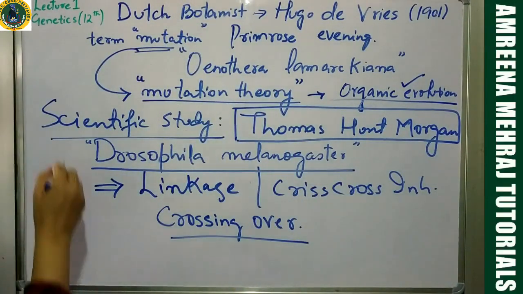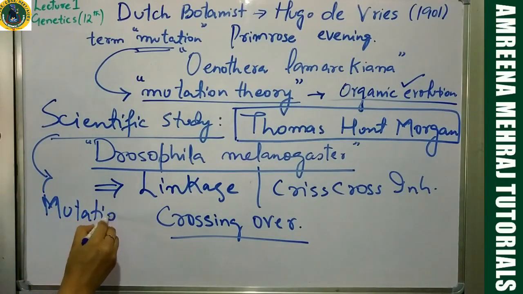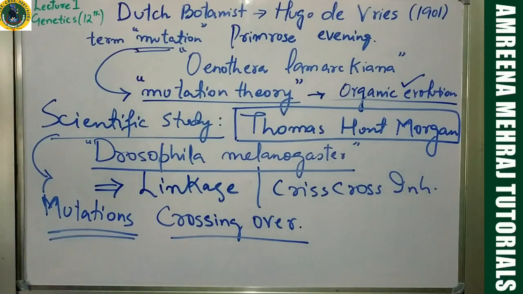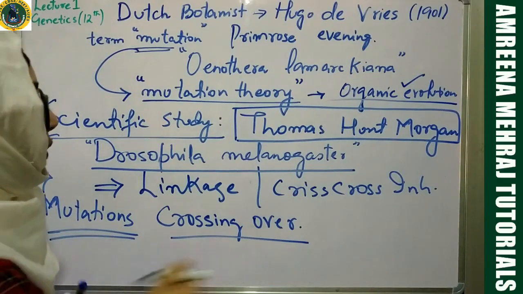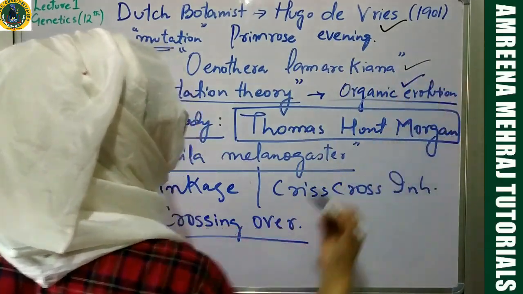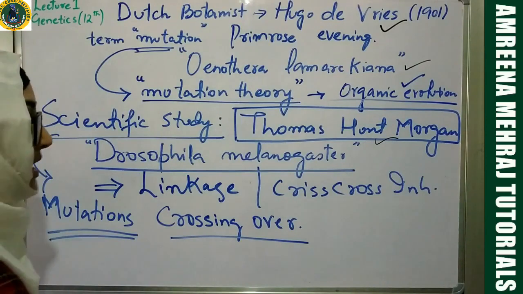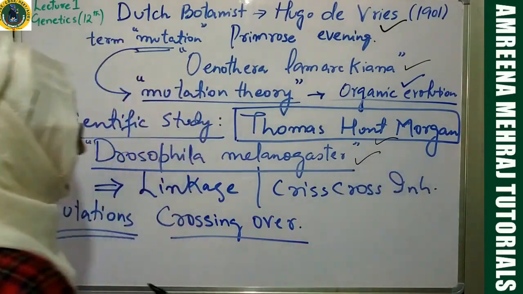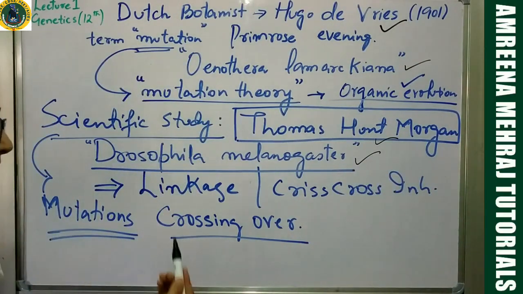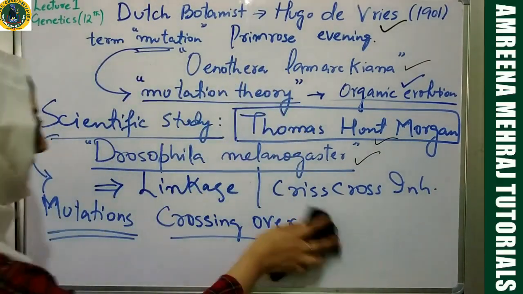So all these things became clear when Thomas Hunt Morgan performed this study on Drosophila melanogaster. He actually performed the scientific study of mutations. So you have to remember these two scientists. Number one is Hugo de Vries, who performed the study on evening primrose, Oenothera lamarckiana, and Thomas Hunt Morgan, who performed studies on Drosophila melanogaster, a fruit fly, and gave us the scientific proof for this concept of mutation. This was the basic idea. Now let us go straight to what mutation basically is.